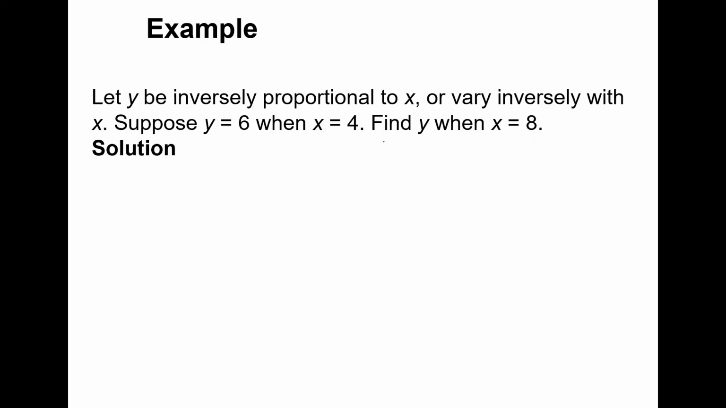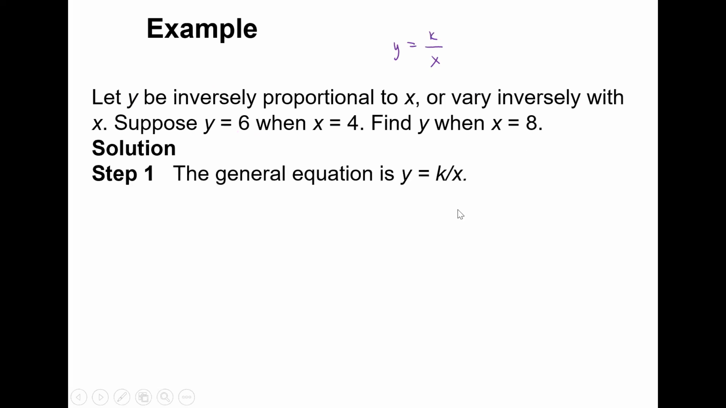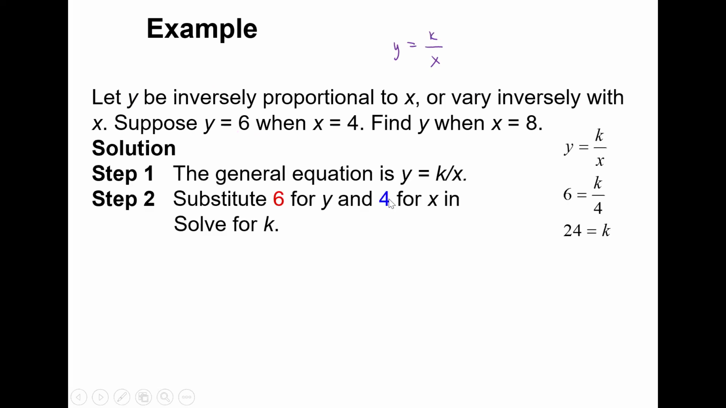So let's go ahead and write that back up here. y is equal to k over x. So y is inversely proportional to x, or it varies inversely with x. Suppose y is 6 when x is 4. So we're going to plug in 6 and 4, and then we want to find y when x is 8. Well, we have to find k first. So if we plug those in, we get k is equal to 24. So really, our equation now is y equals 24 over x.